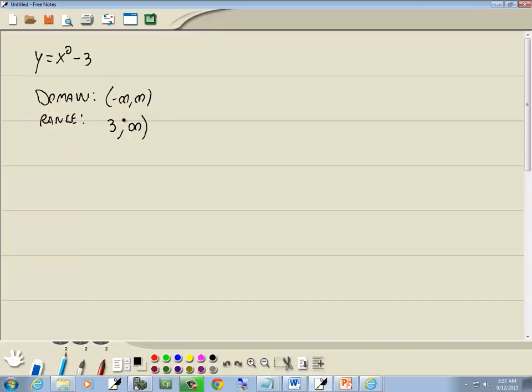Now infinities always have parentheses, and you can assume brackets for now anytime you have a number. The only time you don't have a bracket is when you got an open dot or open circle. But those are answers.